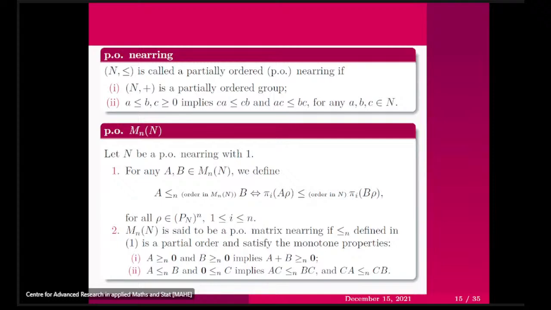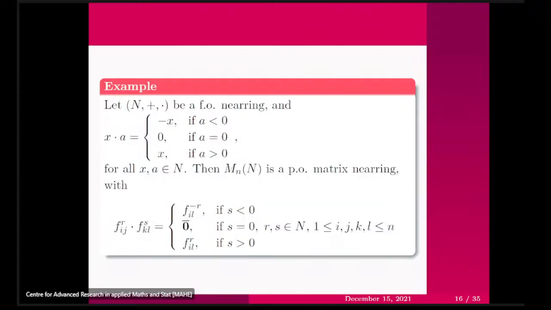For all ρ belonging to P_n^m, where P_n is the positive cone of M. Then M_n(N) with less than or equal to becomes a partially ordered matrix near-ring if it satisfies the monotonicity in terms of product and addition. For example, let N be a fully ordered near-ring, then the matrix near-ring M_n(N) is defined as follows, which is a partially ordered matrix near-ring with respect to the operation.